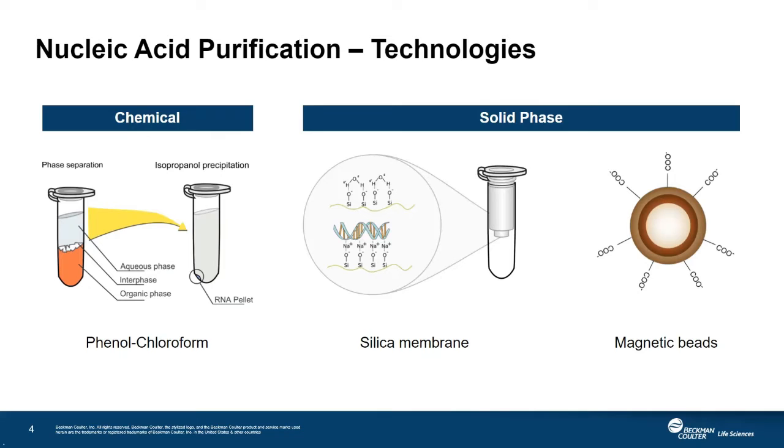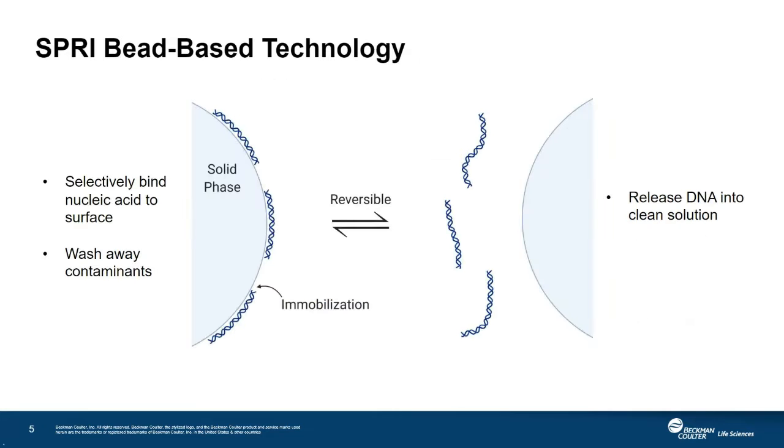But the method that we're going to talk about today is magnetic beads. So again, solid phase because you are binding your nucleic acid to the surface of the beads. Some similar principles with the wash and release, but a different solid phase that you're utilizing in bead-based technology. So we call this SPRI technology. And just so that everyone's on the same page, solid phase reversible immobilization. Reverse and immobilization are kind of the two keys in this phrase here.